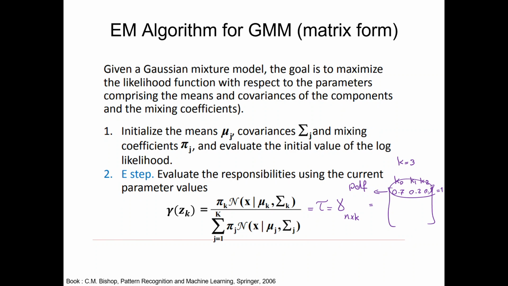What is the next one? After expectation, what do we have? Maximization. In k-means, what was the maximization part? I recalculated the, what was the parameter of k-means?